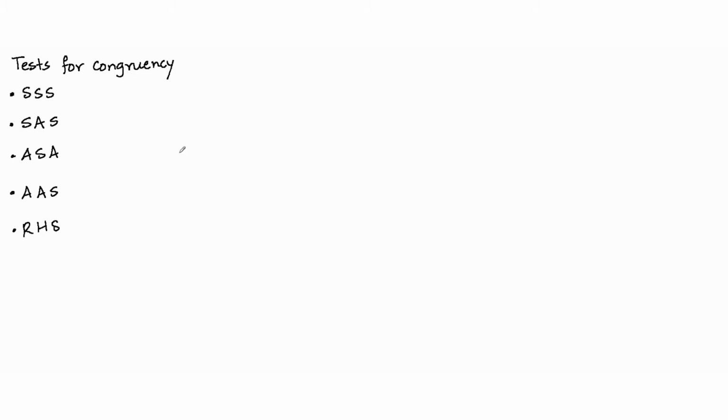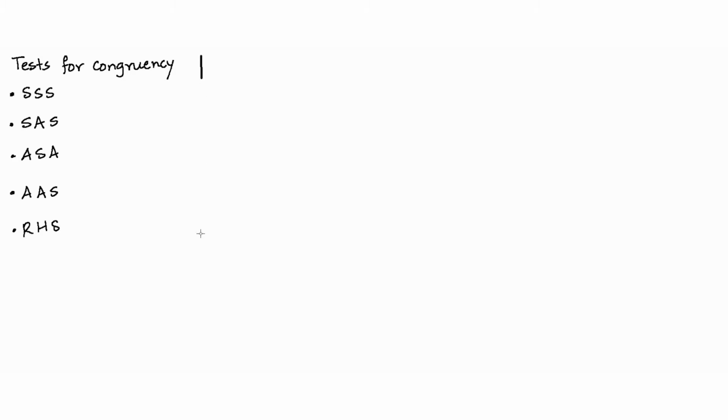So let us list down some tests for congruency first. So what were the tests for congruency? There were 5 tests of congruency that we have learned. The first one was SSS. Then we had the SAS test for congruency. Then we had the ASA test for congruency. Then we had AAS test for congruency. And lastly, we had RHS test, right?